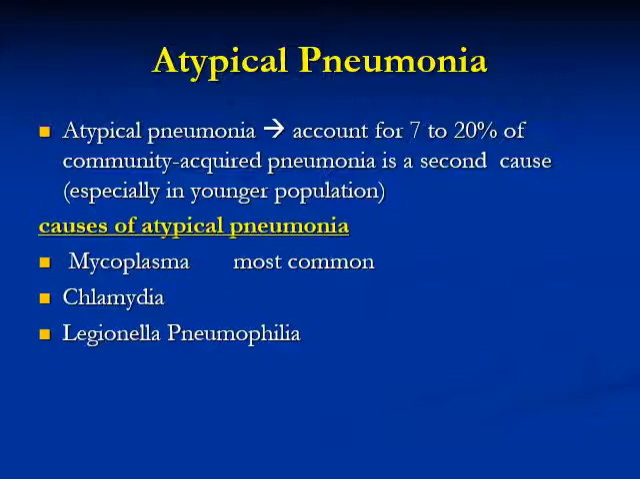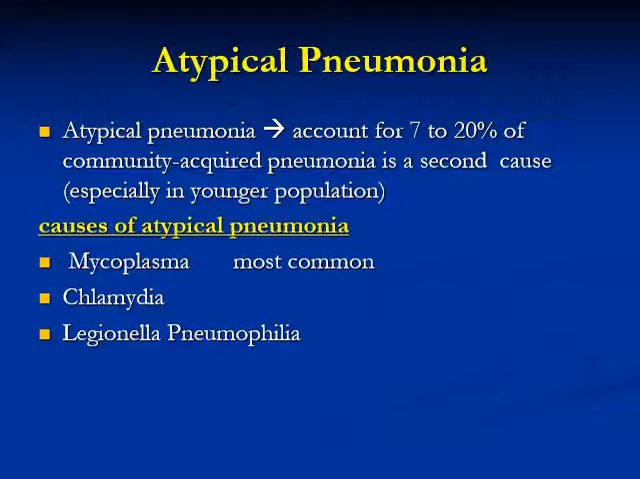Why is it called atypical pneumonia? It is common. It accounts for 20% of community-acquired pneumonia. So after the pneumococcus, or Streptococcus pneumoniae, the second cause is atypical pneumonia, which is mainly caused by Mycoplasma, which is the most common, Chlamydia, and Legionella pneumophila. Why is it atypical? Because it has an atypical clinical presentation.